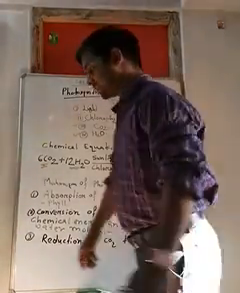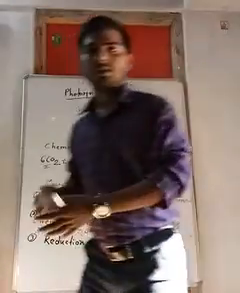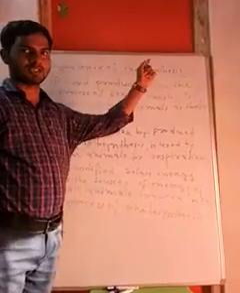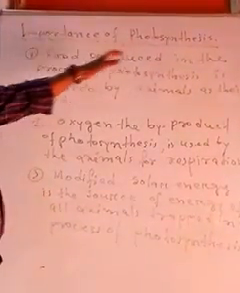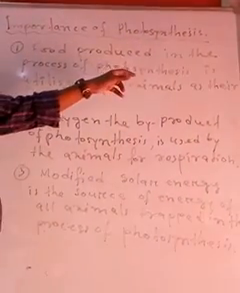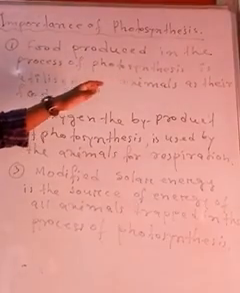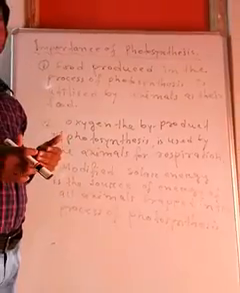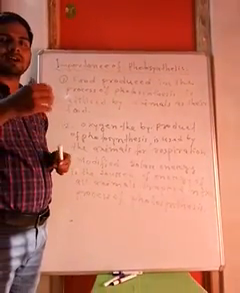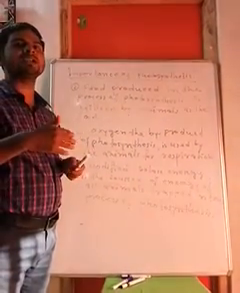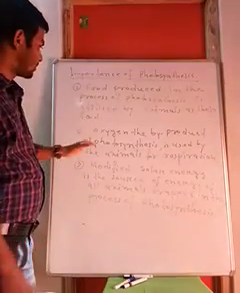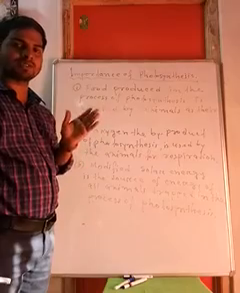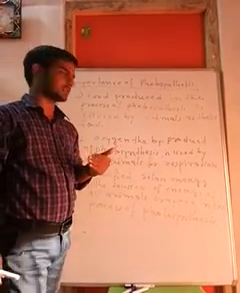Now let's see what is the importance of photosynthesis. Okay, so food produced in the process of photosynthesis is utilized by animals as their food. The food produced during photosynthesis, that means glucose, is further used by animals as their food. Number 2, oxygen, the byproduct. That means oxygen is produced after photosynthesis.